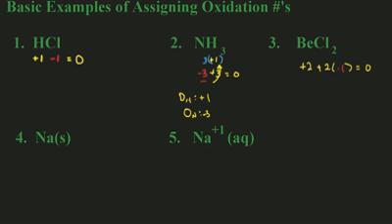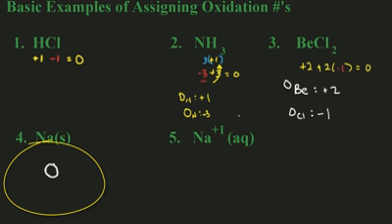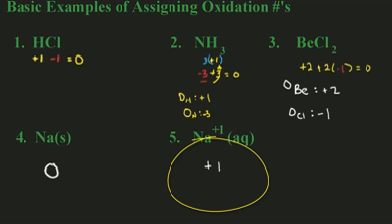So now the oxidation number for beryllium is going to be a +2. Then the oxidation number for chlorine is a -1. This one, because it's a free element, you automatically write 0, move on. This one, because it's an ion, you automatically write the charge of +1, and then you move on.